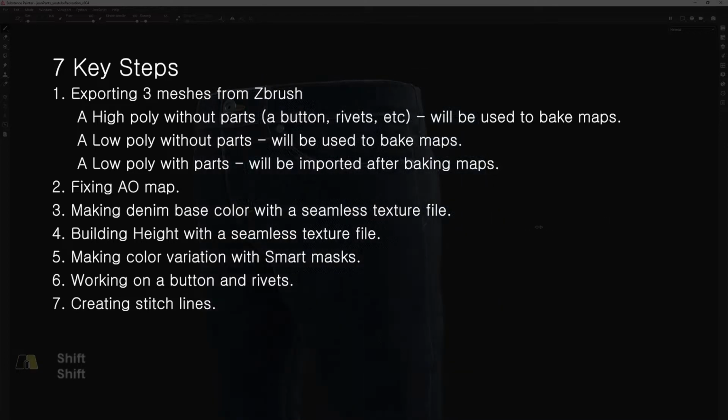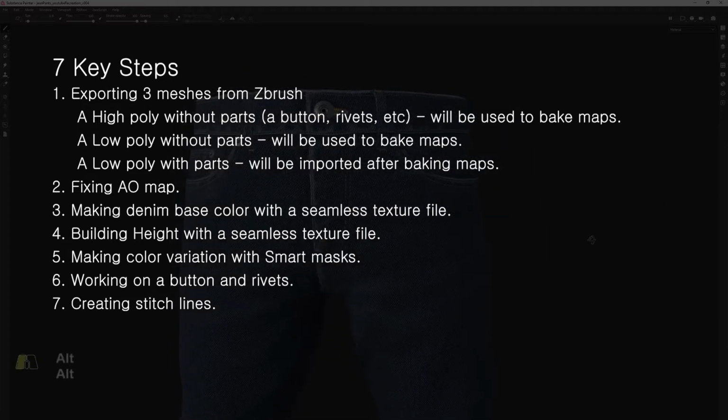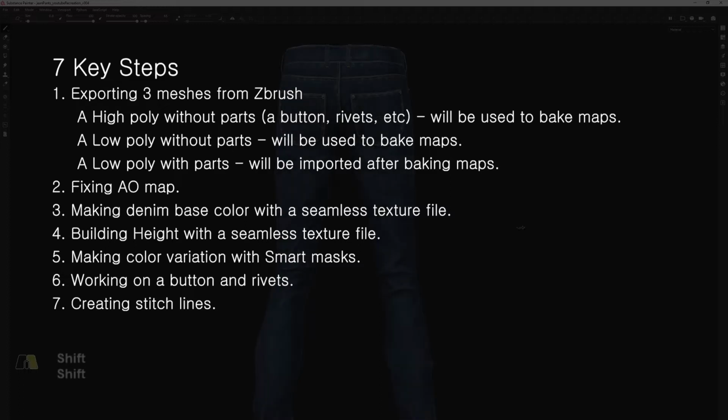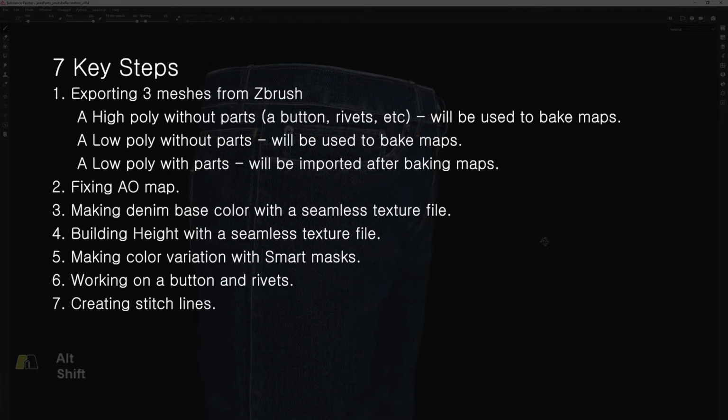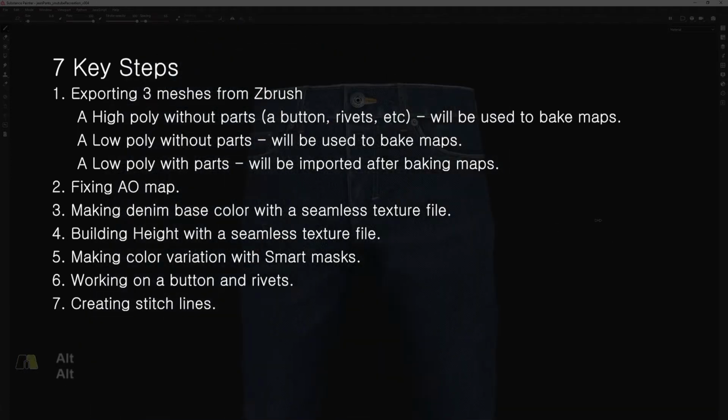Step 2 is fixing the AO map. Step 3 is making the denim base color with a seamless texture file I found on the internet. And step 4 is building height with a seamless texture file, which is the same file as in step 3. And step 5 is making color variation with a smart mask. And step 6 is working on the button and rivet. And lastly, step 7 is creating stitch lines, including the buttonhole.